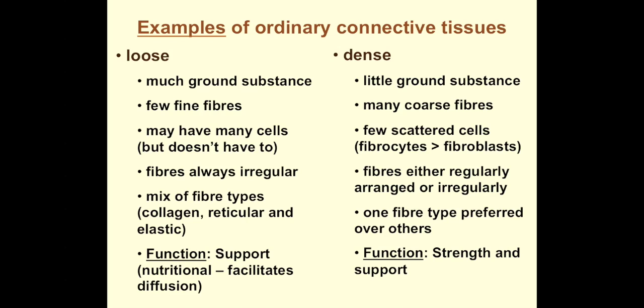Fibers are always irregular in loose connective tissue, so we don't really classify loose connective tissue into subtypes because it's just loose connective tissue. And then we have a mix of fiber types: collagen, reticular, and elastic fibers. Loose connective tissue is about support. It's about nutritional support, a little bit of mechanical support, but more about nutritional support. So it facilitates diffusion through its large amount of ground substance. It facilitates movement of cells should those cells be required, immune cells particularly. Dense connective tissue, again, is about strength and physical support, not so much nutritional or metabolic support.